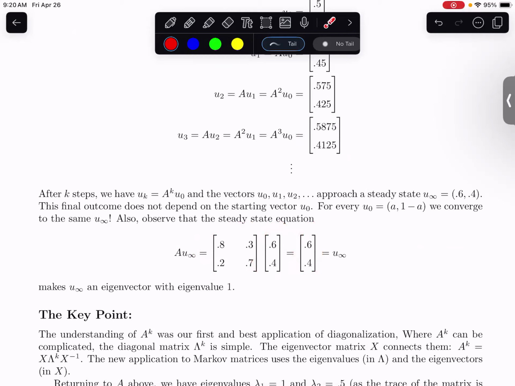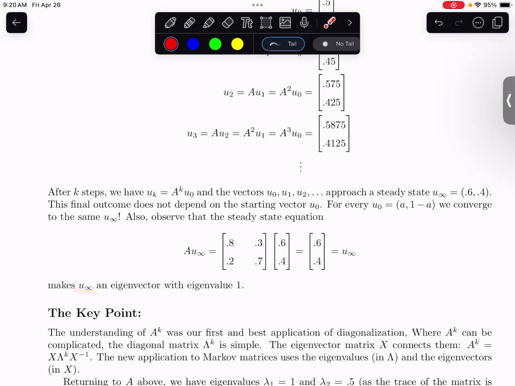And so in terms of eigenvalues and eigenvectors, what we have is A times U infinity is just equal to U infinity, which is saying that U infinity is an eigenvector with eigenvalue 1.